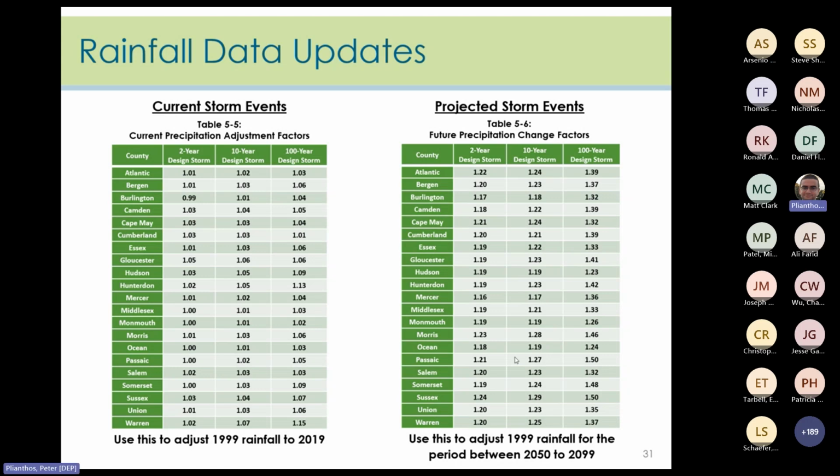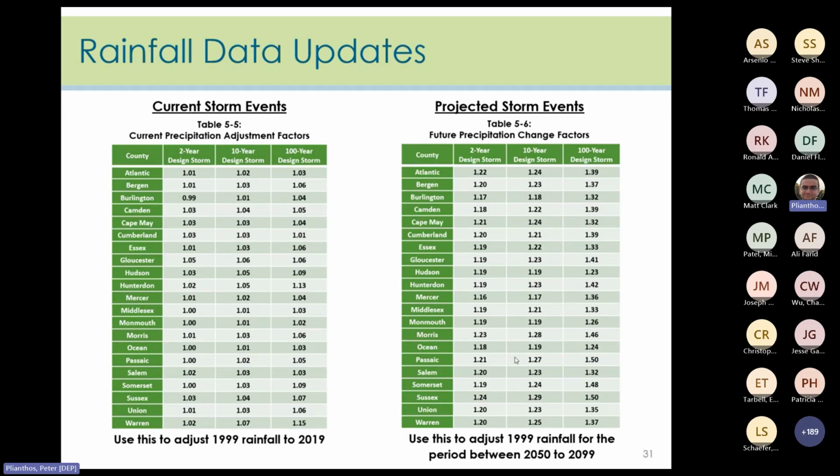The stormwater management rules include some additional criteria for the rainfall data used in stormwater runoff calculations. Studies by the Northeast Regional Climate Center and the DEP show that the 2, 10, and 100-year design storms for most counties have experienced increases in rainfall depth since 1999, when the original NOAA rainfall data was collected. So current precipitation adjustment factors and future precipitation change factors have been implemented and are applied to the 2, 10, and 100-year design storms in certain circumstances.